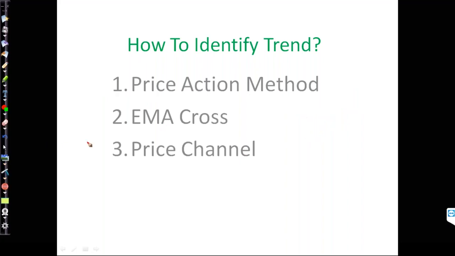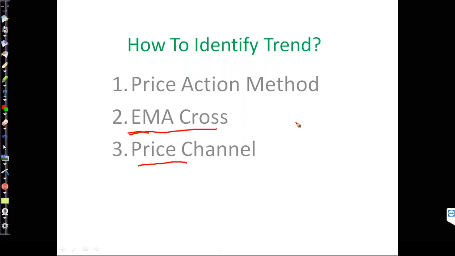So the next method is EMA cross. It's called moving average, exponential moving average. Most of the people are using it according to their choice, right? I personally use exponential moving average mostly, that is why I'm writing it. You can use simple moving average also, right? And the third is the price channel. This is the price channel.